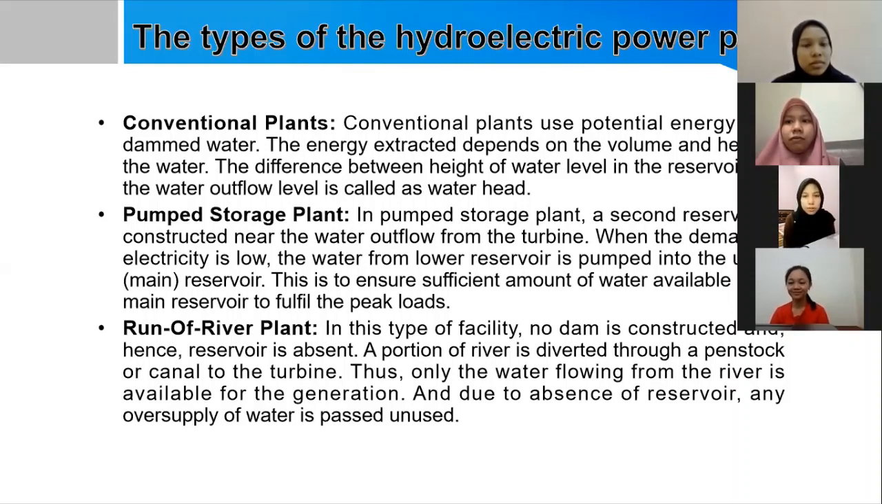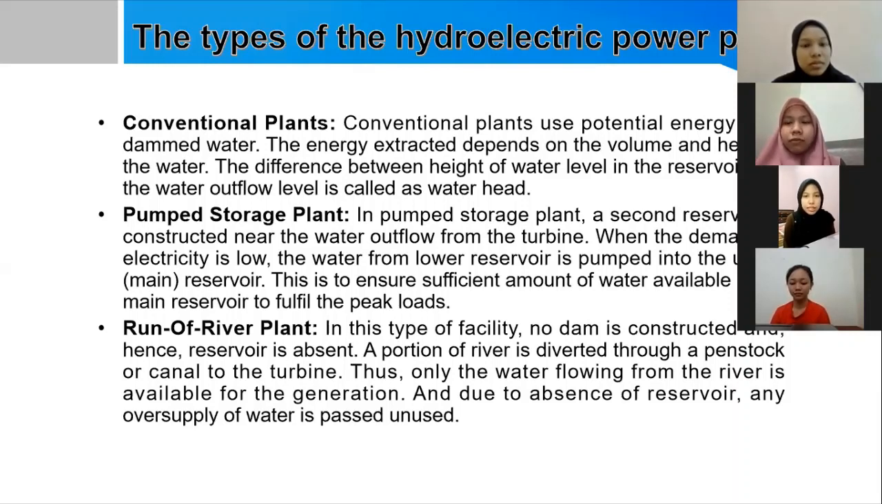Untuk yang kedua, pump storage plant. In pump storage plant, a second reservoir is constructed near the water outflow from the turbine. When the demand for electricity is low, the water from the lower reservoir is pumped into the upper ataupun main reservoir. This is to ensure a sufficient amount of water is available in the main reservoir to fulfill the peak loads.